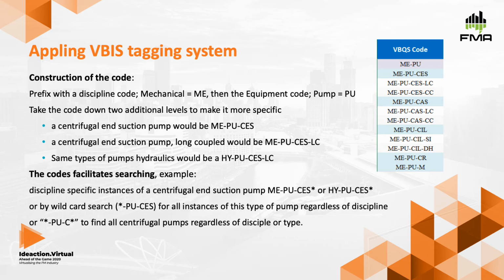So when we come to search, we can do a number of things. We can find discipline-specific instances of the different types of pumps by wildcarding only the end of the code and not the start. But if we wildcard the start of the code, then we can find all instances of a particular type of pump, regardless of what service or discipline it is. Or if we wildcard both ends, we could find all centrifugal pumps regardless of discipline or type.